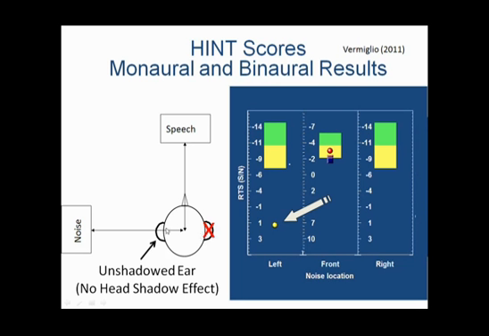Now remember, we're taking the good ear and blasting it with noise. It's 65 dBA, so it's not extremely loud, but we're playing a lot of noise to the good ear. This is called the unshadowed ear. Remember, in this condition, there's no head shadow effect. And here is the HINT score. Really poor. Really poor.